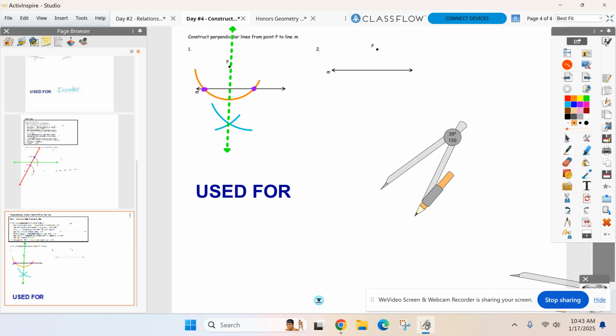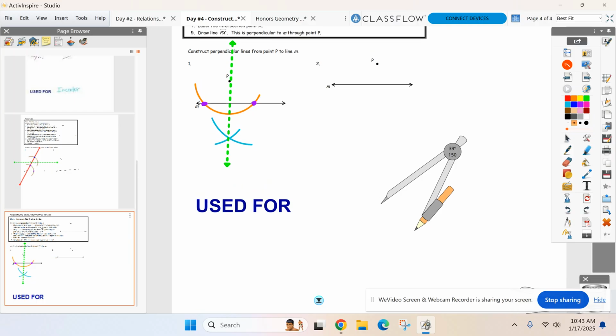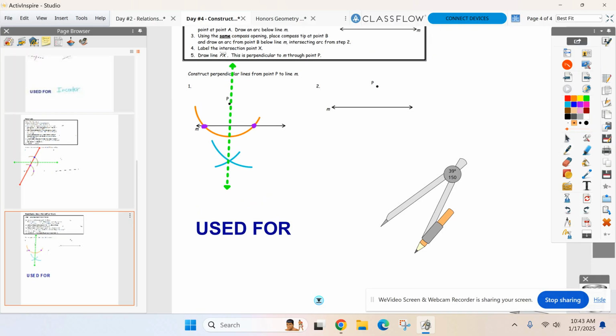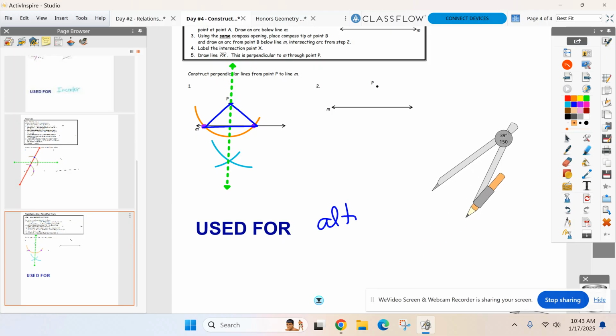I could use this construction for something else. Maybe if I do this, it'll help you. Altitude, correct. This is the same construction as an altitude. The point is a vertex and the line is drawn perpendicular to the opposite side. The line is the opposite side. So I could ask for an altitude and it's still the same construction.